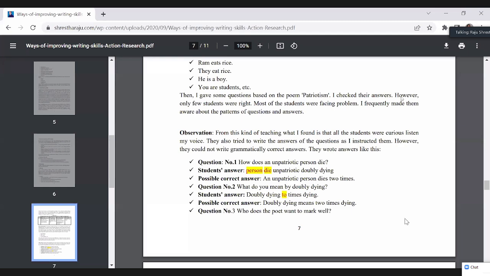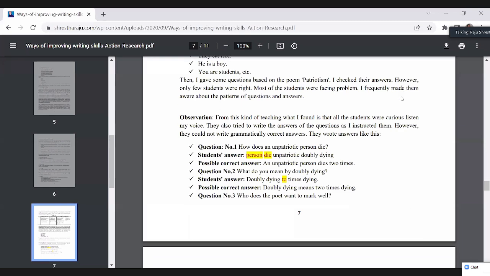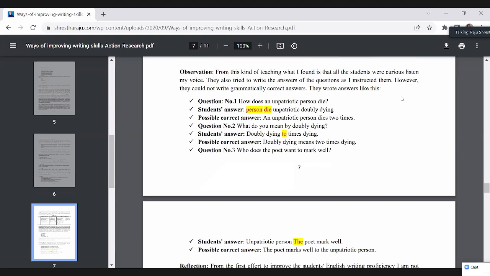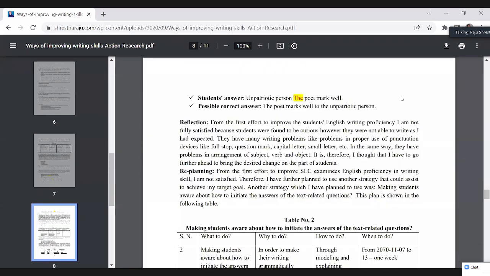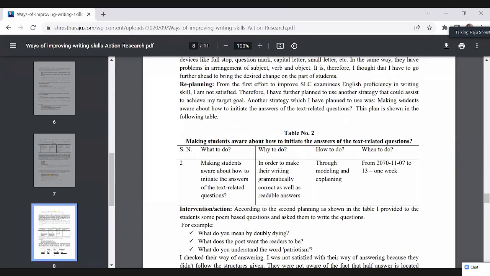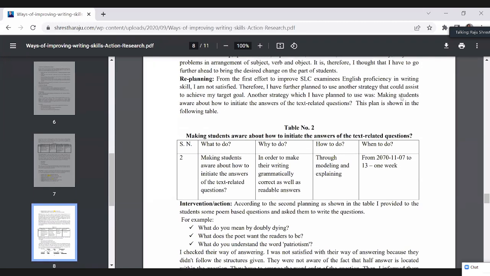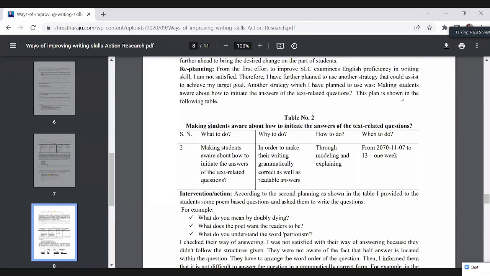Then to improve this, my first attempt was to explain about subject verb agreement. And when that was still not good enough, I went to the replanning stage, the second cycle, where I did something else: making students aware about how to initiate the answers of text related questions. The answer should be given from the same question. If the question is, for example, what are the steps of carrying out action research, then the answer should start from the question: the steps of carrying out action research are. So starting should be from the question.